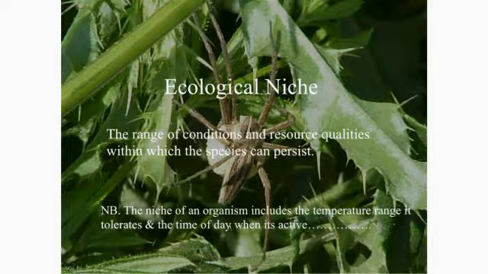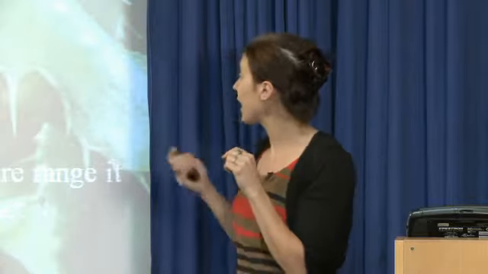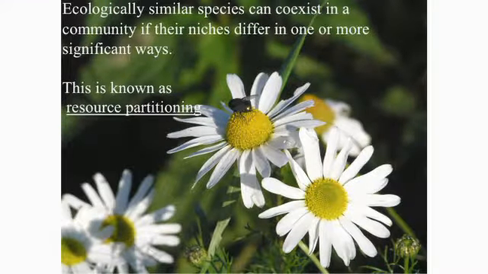They don't just have to be a physical area, they are specifically the conditions and the resources that those species need to survive. And they can include a range of temperatures, and they can include a temporal range as well, so whether the species is coming out at day or at night. And this means that ecologically similar species can actually coexist in the same community, especially if their niches are able to differ by one or two significant ways. And this is what we call resource partitioning.